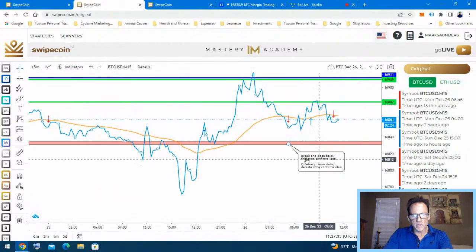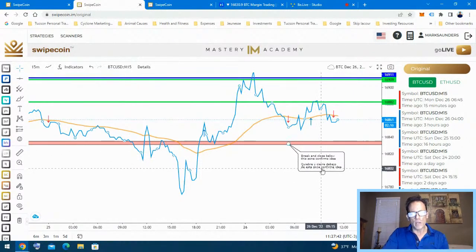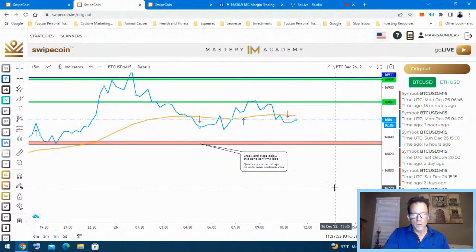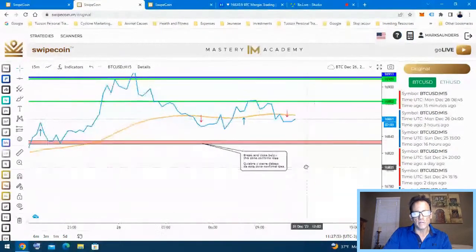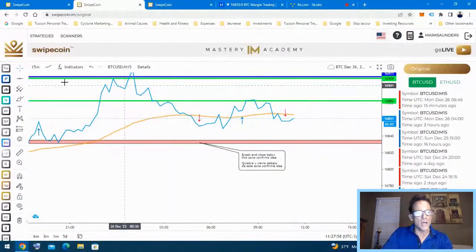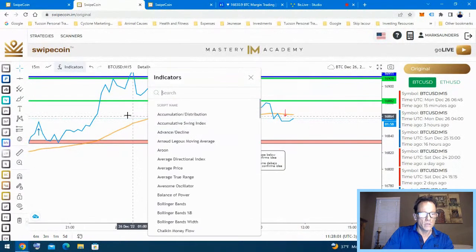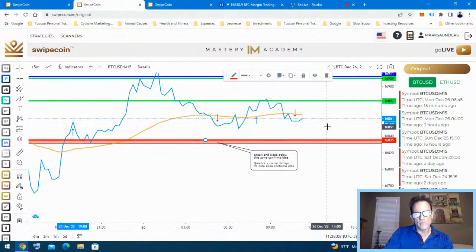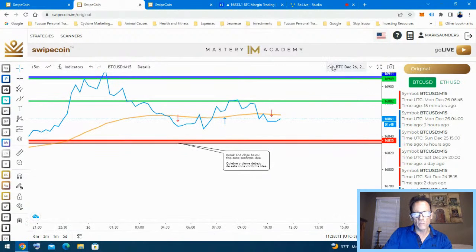Now, the actual computer system, if you see here, gave us a sign saying break and close below this bar right here. If it breaks and closes below this bar, I'm just going to do a quick volume check. If it breaks and closes below this bar, then they're saying that's a sign that it's breaking the support at the bottom and that the price is going to go down. I love their call out, so I'm going to use that. Those are my two zone areas that I'm looking for. I'm going to save it.